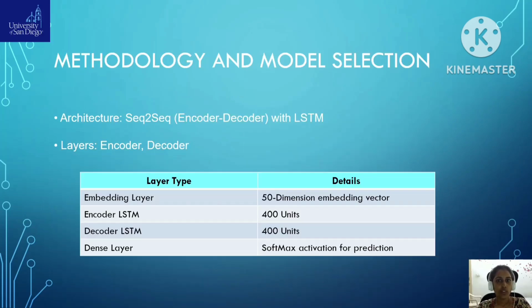The core of my model is a sequence-to-sequence architecture, which is ideal for tasks like chatbot development, where the input and the output sequences are of different length. The encoder processes the user input while the decoder generates the responses. Long short-term memory, LSTM, layers were used in both the encoder and decoder to handle long-term dependencies in the data. And softmax activation is also used for predicting the text.